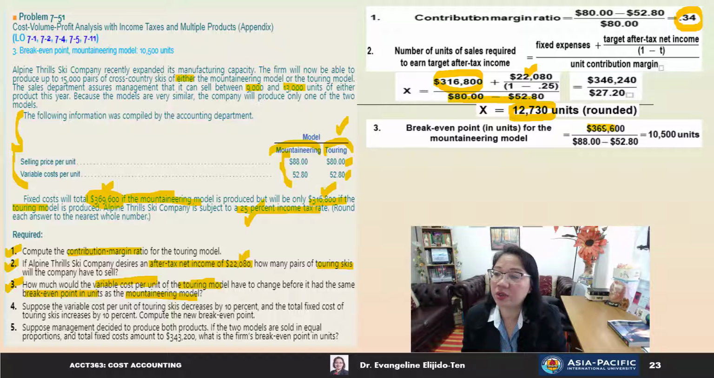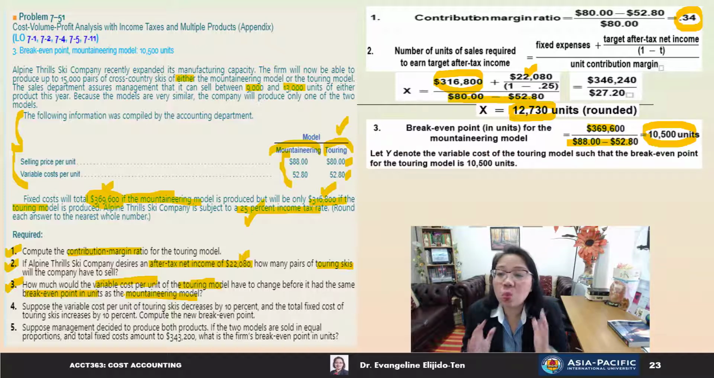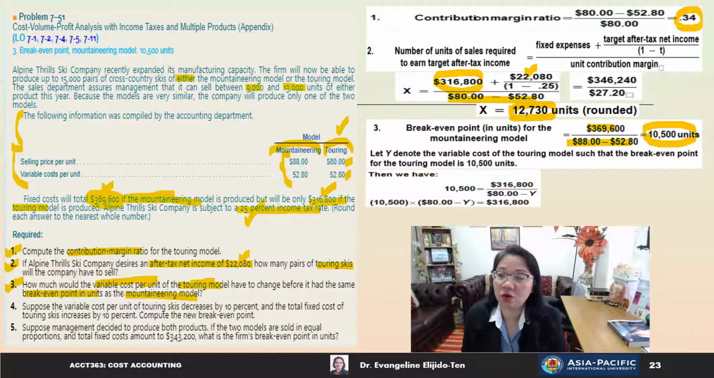So that's what we are doing here. Divide the fixed cost by the UCM, and 10,500 units is the break-even point for the mountaineering model. What do we do next? Let Y denote the variable cost of the touring model such that the break-even point for the touring model should be 10,500 units. So you'll need to do a bit of substitution in the formula here.